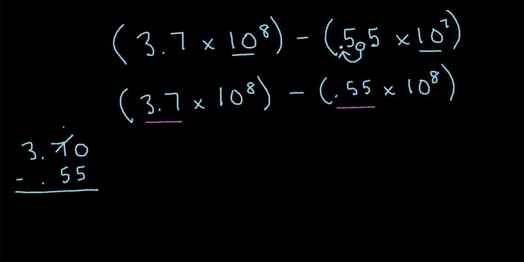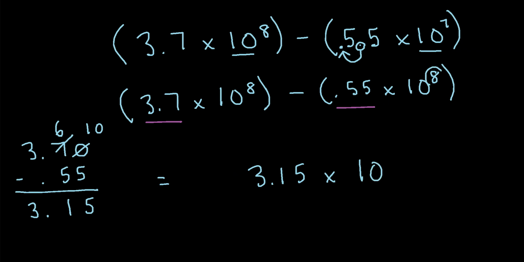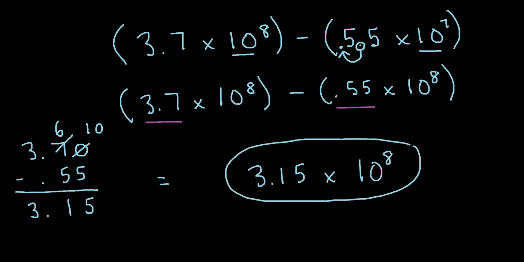We can't do that, so we borrow from the 7, make this a 6. Add 10. 10 minus 5 is 5. 6 minus 5 is 1. Bring down the decimal point. 3 minus nothing is just 3. So we get 3.15. So our final answer is 3.15 times 10 to whatever the exponent is that they share in common, which is an 8. So times 10 to the 8th. So that's our final answer on this one.